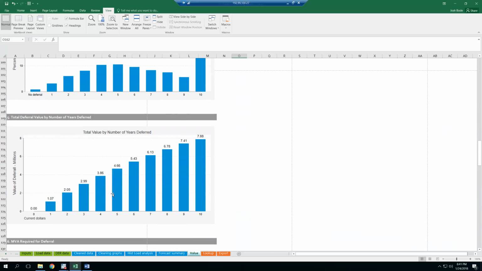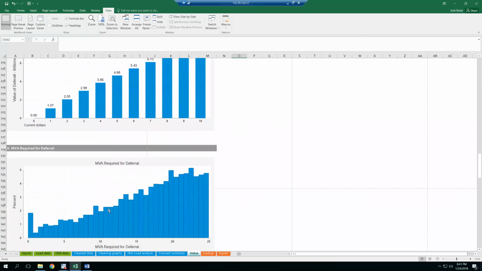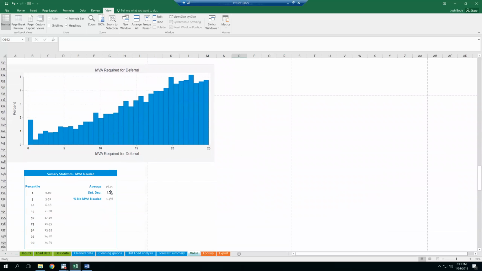This one doesn't actually have uncertainty. If you defer something for 4 years, you're going to get that value. Or 5 years, you're going to get that value. It's a question of what's the amount of MVA you need for that, and whether or not you're going to get 5 years or 2 years of deferral. And then we essentially have the backlogs required for deferral.